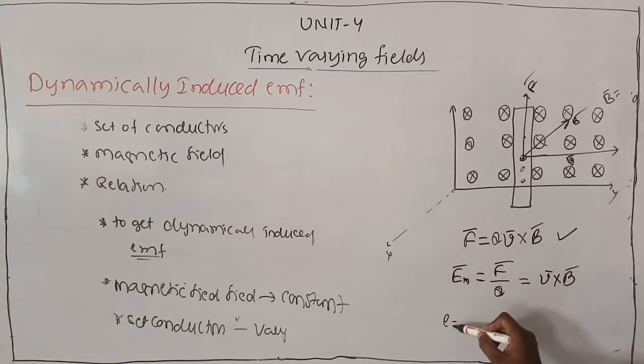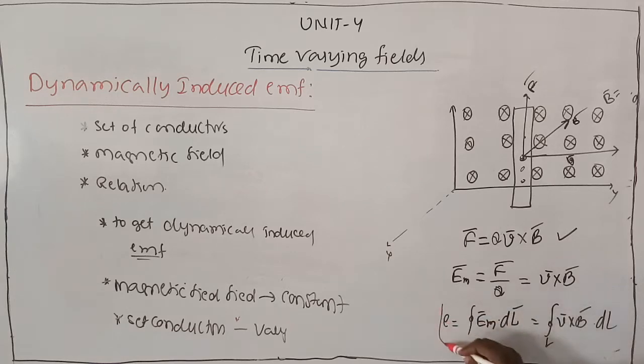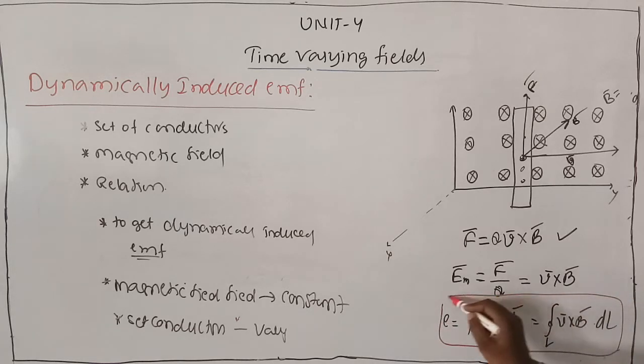We already know the expression for electric field intensity or voltage. It is the integration of E_m bar dot dL bar, which equals the integration of V bar cross B bar dot dL bar. This is the expression for dynamically induced EMF, or this induced EMF is also called generator EMF.